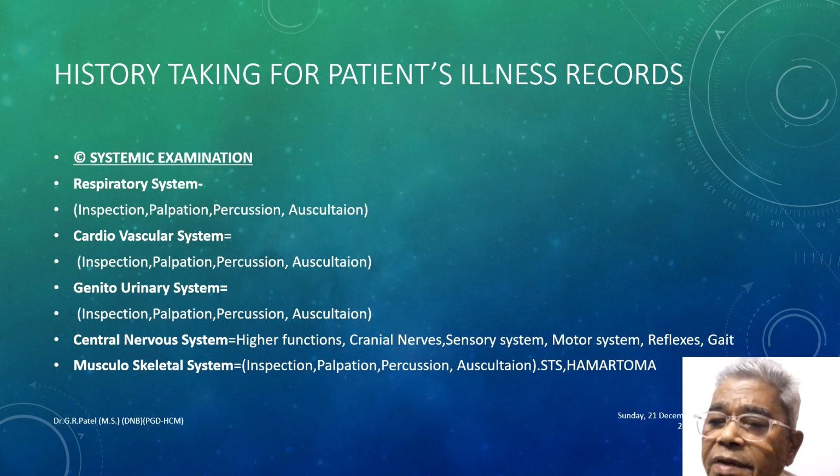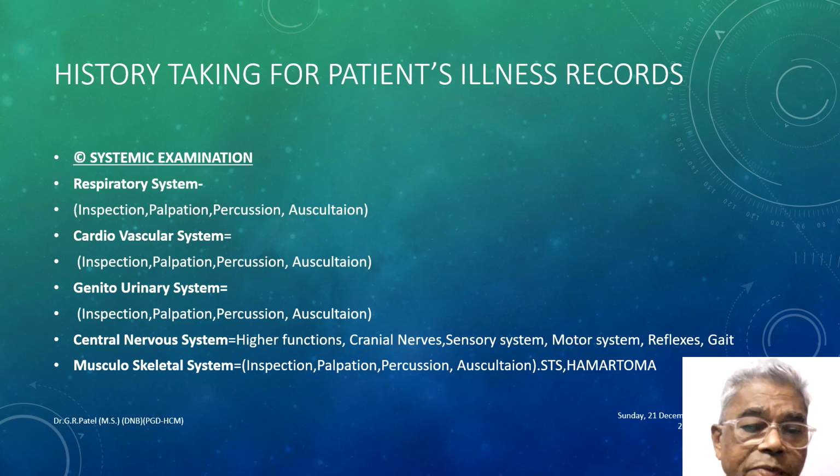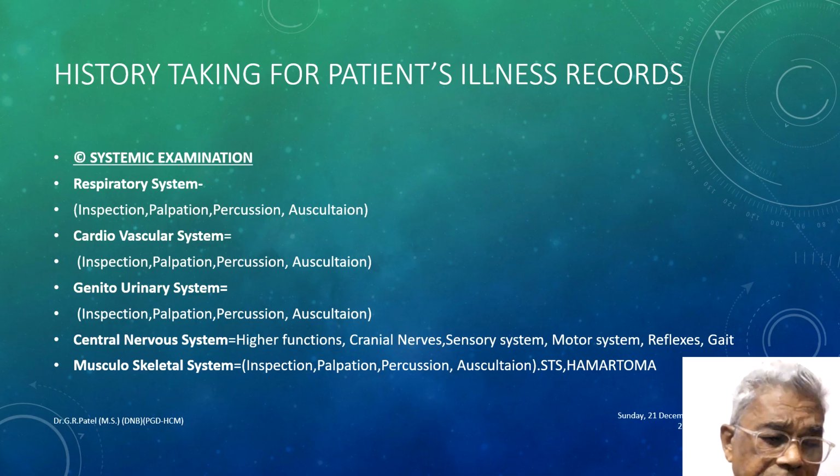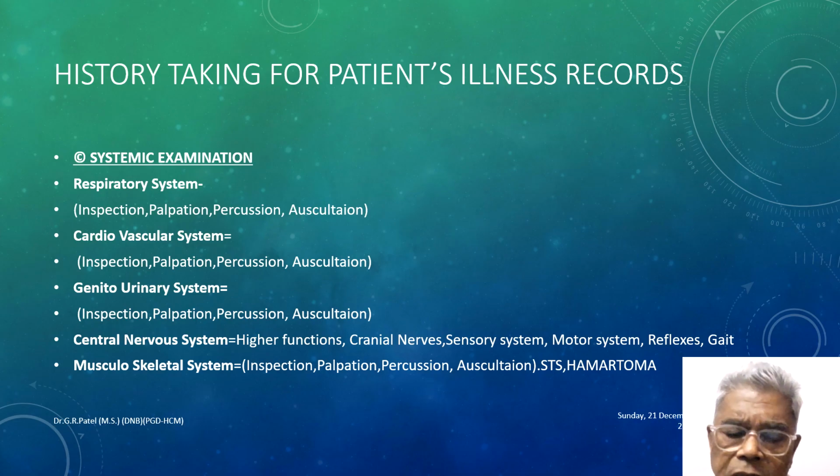Then, systemic examination. Respiratory system in a methodical way: inspection, palpation, percussion, auscultation. One must look for respiratory distress. One might find out any obvious deformity of the chest. Palpation to look for expansion of the chest during breathing.